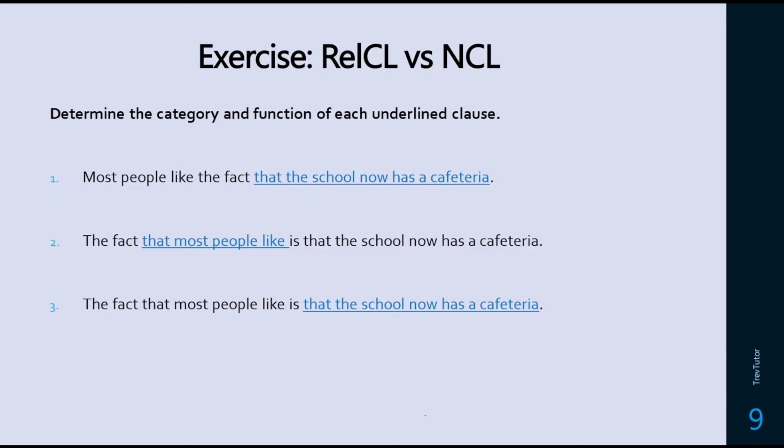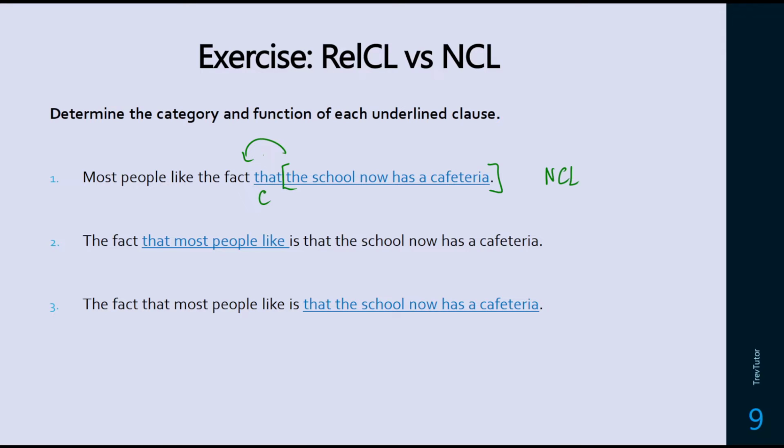Now let's see if we can distinguish between relative clauses and noun clauses just to make sure. So most people like the fact that the school now has a cafeteria. To see if it's a noun clause, I'm just looking to see if everything after that forms a complete sentence. The school now has a cafeteria. It does? Okay, therefore that's a complementizer. And here we have a noun clause. And this is describing fact, so we're not going to give it a function.